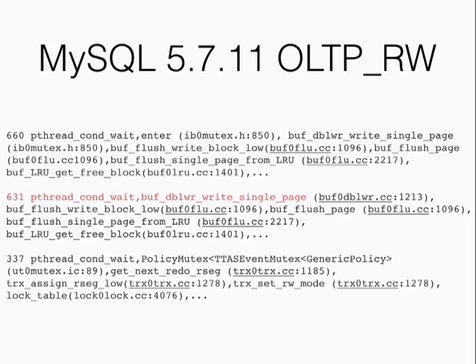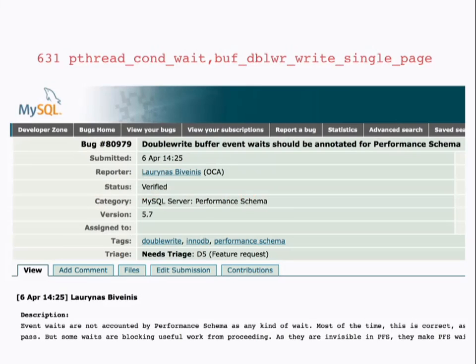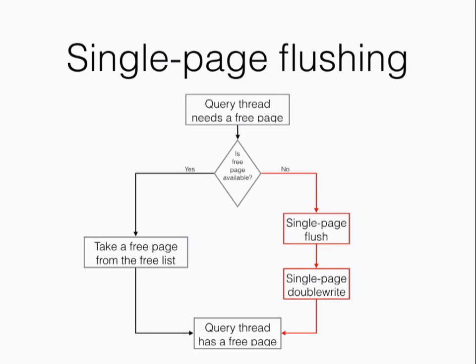So what's that? That's the doublewrite buffer, not only having a hot mutex, but also having something else. What is that something else? You look at the stack trace and you see above it doublewrite write single page. This single is a reference to something called single page flushing, which was put in here in Oracle 5.6, and we do not like this feature, so to speak. What is it?